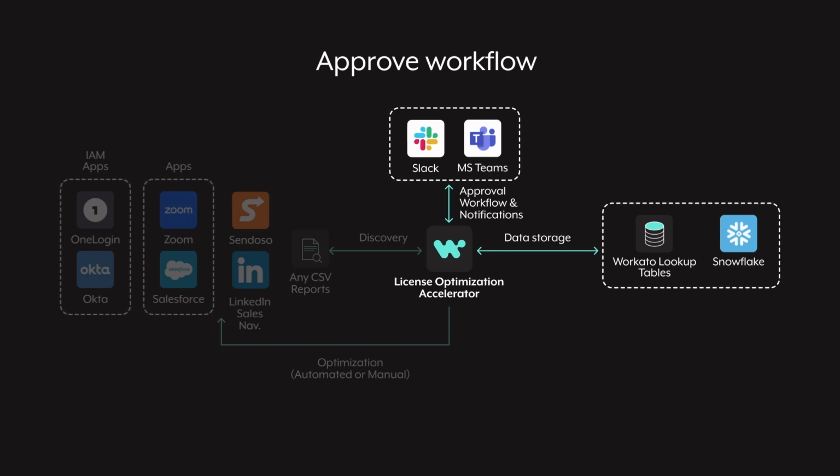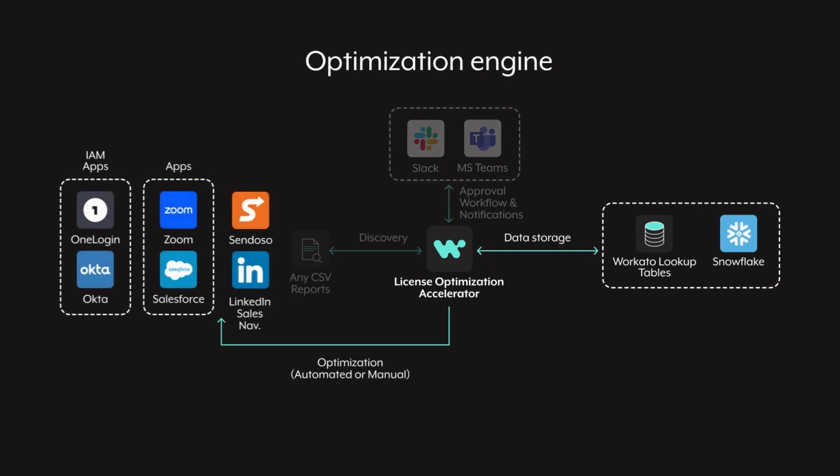If the cancellation is approved, it triggers the optimize feature. This is where an app license is automatically revoked to save budget. With these three steps, the accelerator does all the hard work. You can sit back and watch the savings roll in.